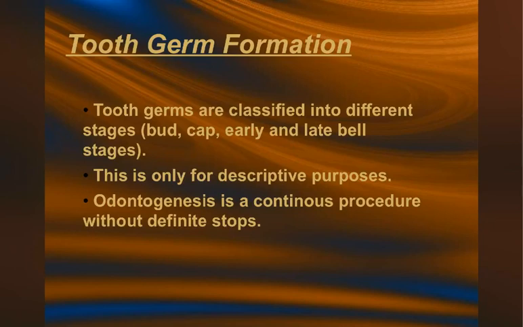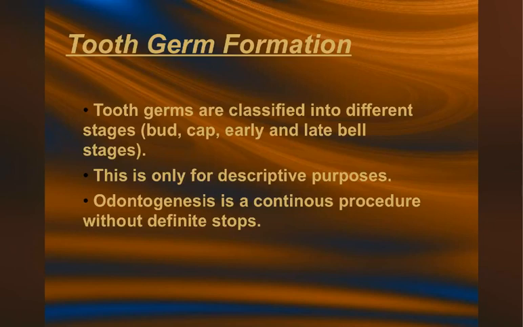Early and late bell stages. The end of the dental lamina looks like a bell. Early or late depending on whether there is secretion or no secretion of hard tissues. Early bell stage, no secretion of hard tissues yet. Late bell stage, same shape, but plus we have secretion of hard tissues, enamel and dentine, in the crown.